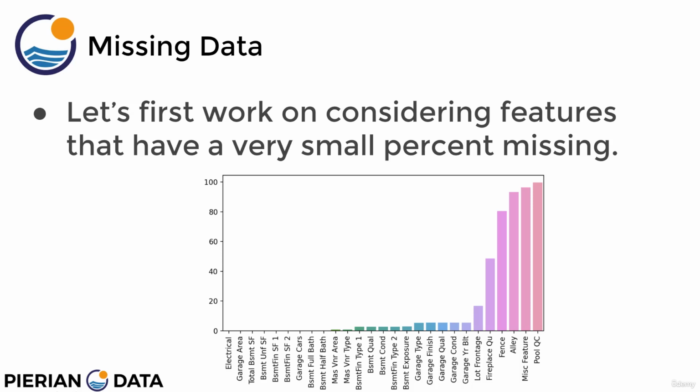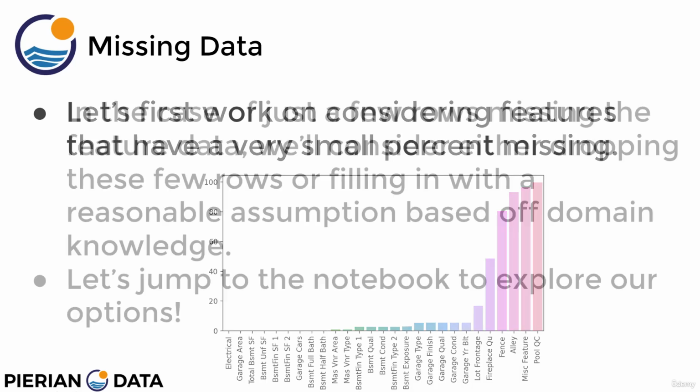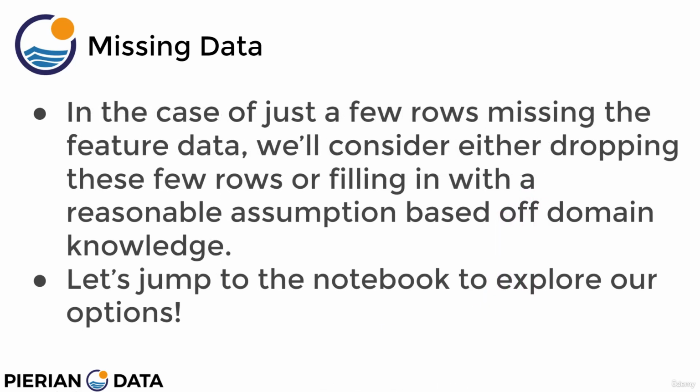And so essentially what that means is there's only a few rows where we're going to have to make a decision. So in the case of just a few rows missing that particular feature data, we can consider either dropping these few rows or filling them in with a reasonable assumption based off domain knowledge. What I want to do is jump to the notebooks now to explore our options for these particular features where we're just missing that data for a few rows. Let's head to the notebook.